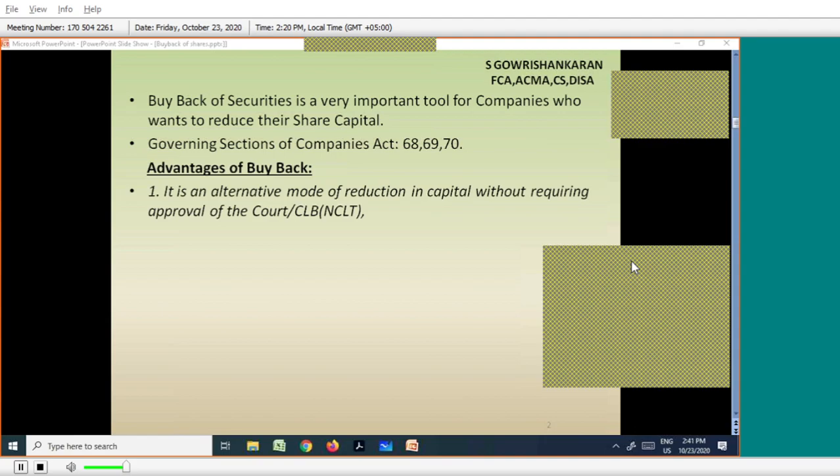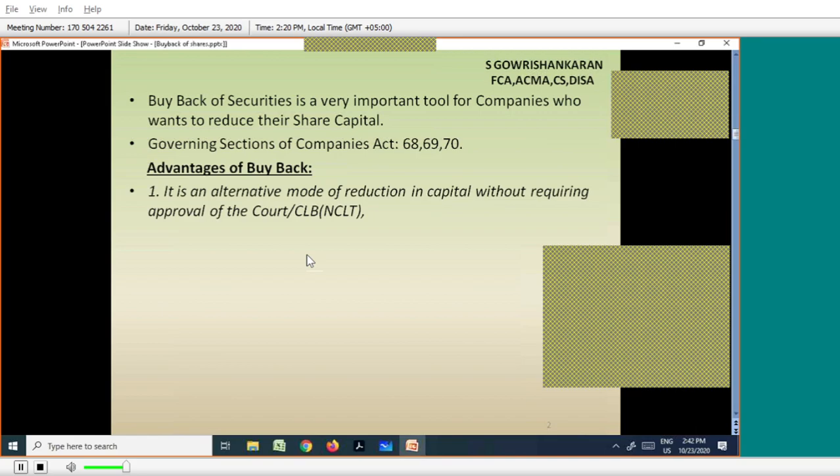There is a practical difficulty in reducing the share capital. But through buyback you can easily do it. For that you have to use sections 68 and 70 for reducing the share capital. Otherwise you have to go to court or the company law board, and only then can you reduce the share capital. So it is an easy way of reducing the share capital, through the buyback provisions, sections 68, 69, 70.